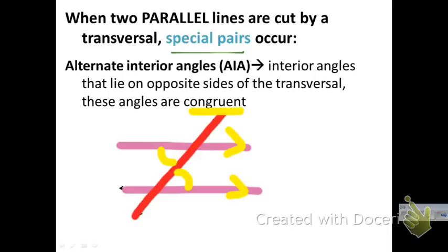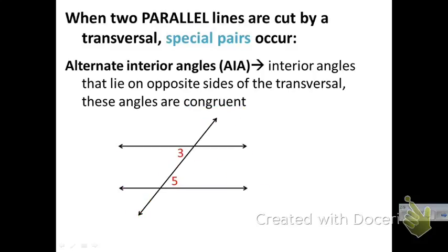So I give you some examples of some congruent angles here. I have 3 and 5, and we would say angle 3 is congruent to 5 because the lines are parallel. And then we have another pair here. We would also say 4 is congruent to 6. And those are known as alternate interior angles.